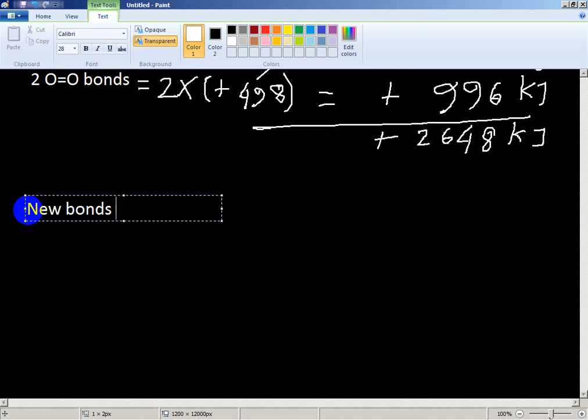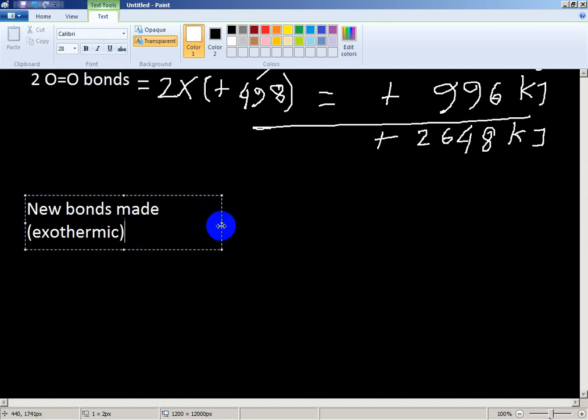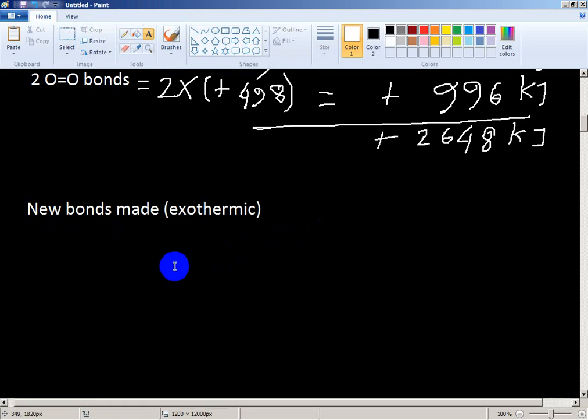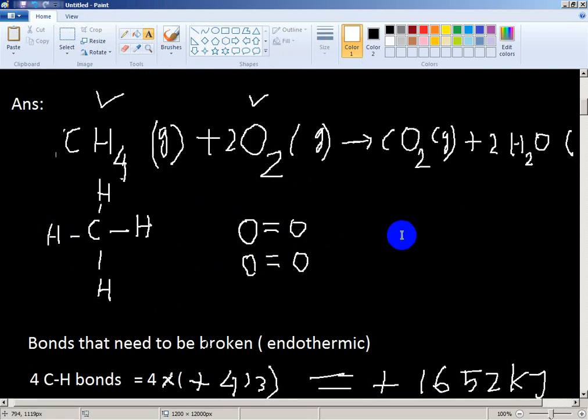New bonds made is exothermic. I have already said this, why these things are exothermic, because here energy is released during the bond formation. So bond formation is exothermic because energy is released during the bond formation. So here, which bond? I didn't write this. Carbon hydrogen bond here.